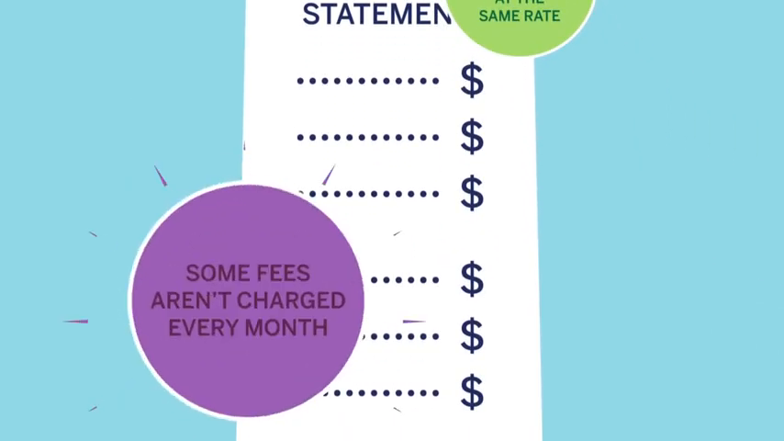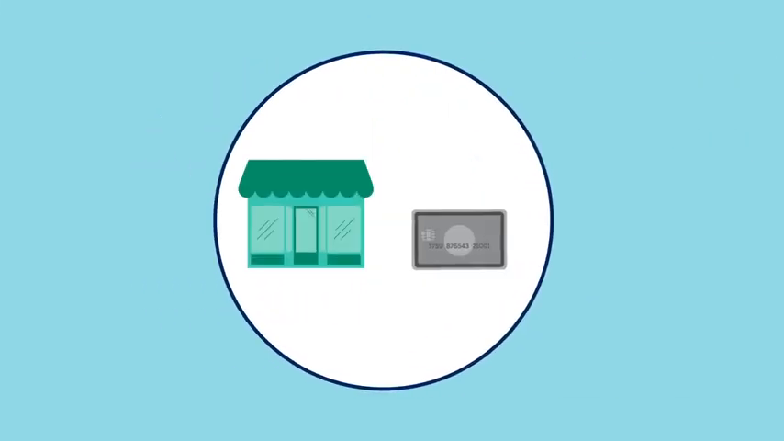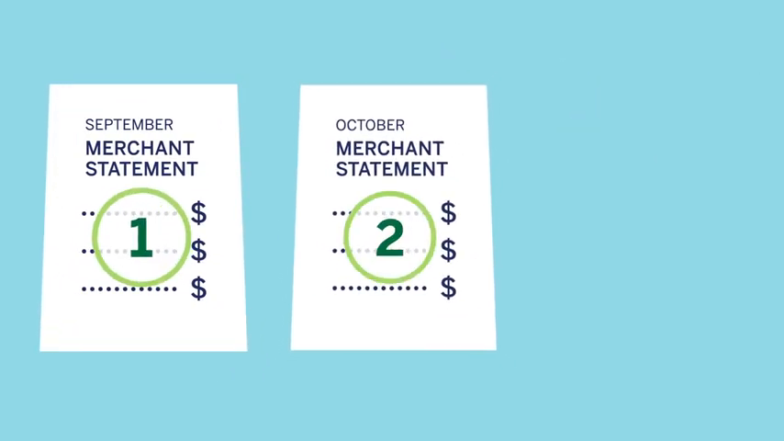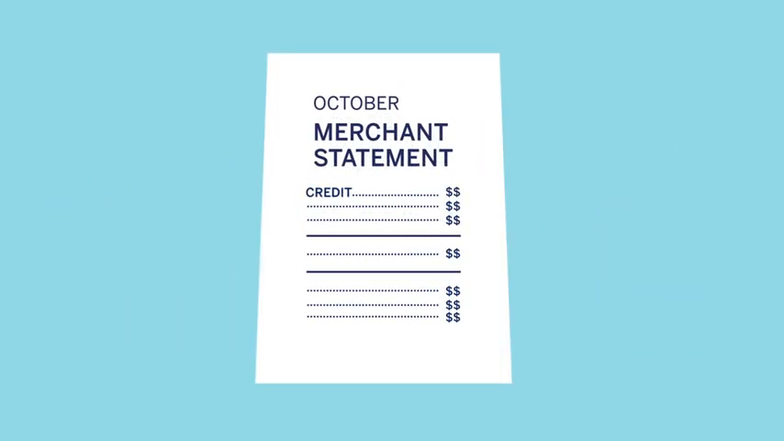Next, some fees aren't charged every month, such as charges that occur if there aren't enough funds in your account, or a chargeback. That's why it's important to gather at least 3 months of recent statements together to get a better picture. Lastly, you'll typically see debit and non-debit, or credit, listed separately on your statement.